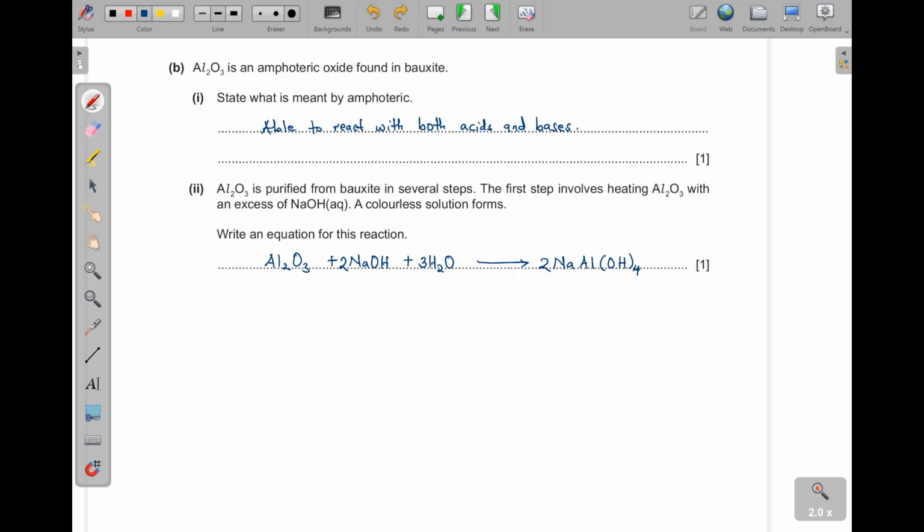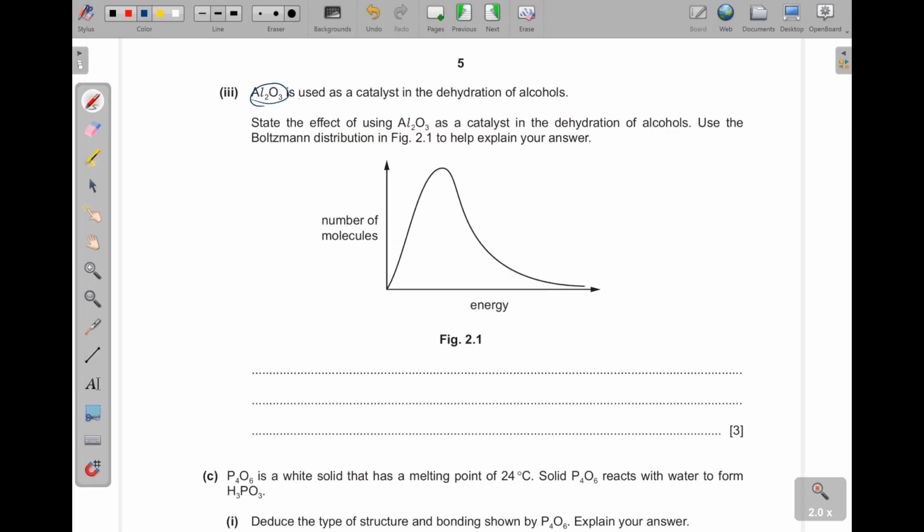So that is that. Roman 3, aluminium oxide is used as a catalyst in the dehydration of alcohols. And that is true, just the same as concentrated sulfuric acid dehydrates alcohols to form alkenes. State the effect of using aluminium oxide as a catalyst in the dehydration of alcohols. Use the Boltzmann distribution to help answer the question.